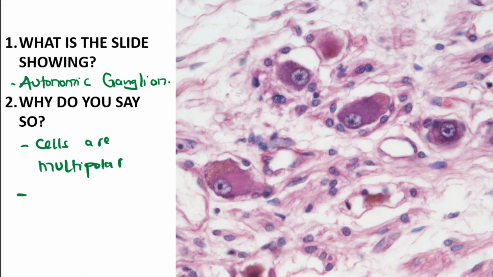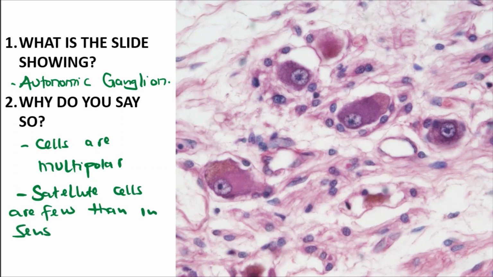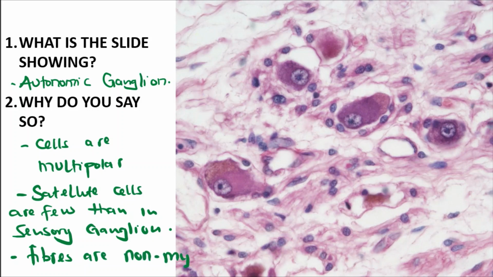Number 2, the satellite cells are fewer than in sensory ganglion. And the fibers are mostly unmyelinated, non-myelinated. So this is how an autonomic ganglion looks like.